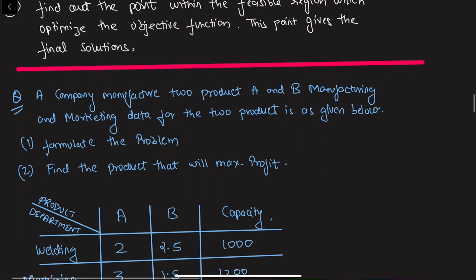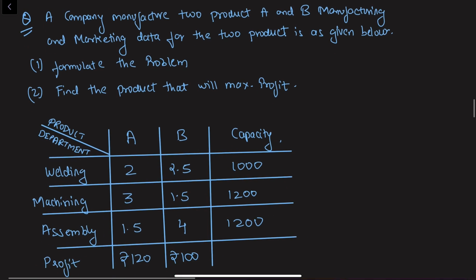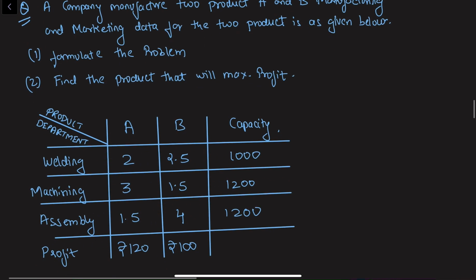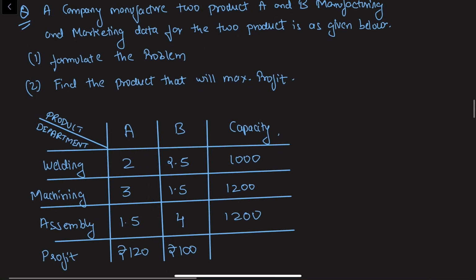Now let's go to one of the problems. A company manufactures two products, A and B. Manufacturing and marketing data of the two products is given as below. First, formulate the problem, and second, find the product mix that will give maximum profit.